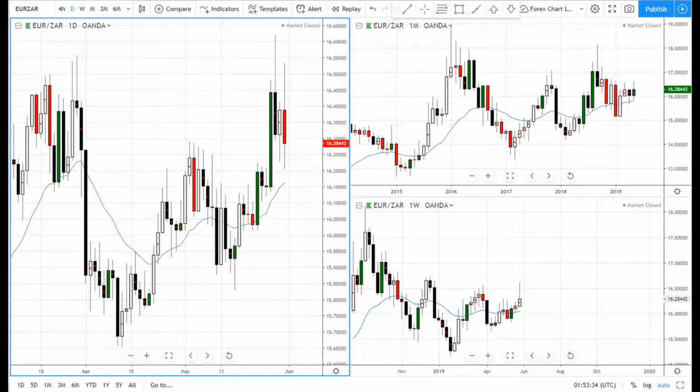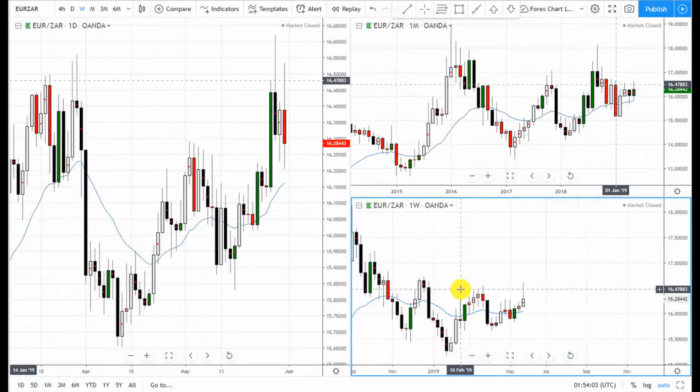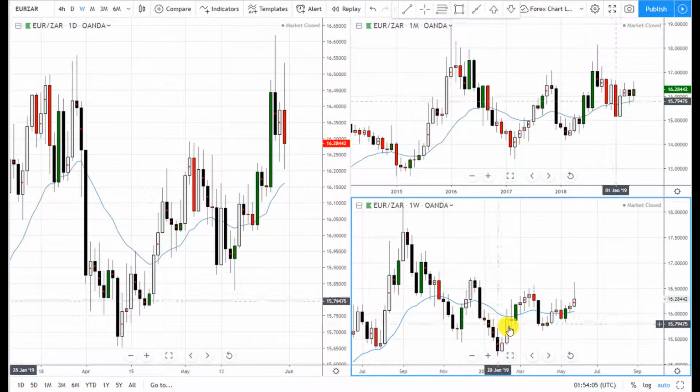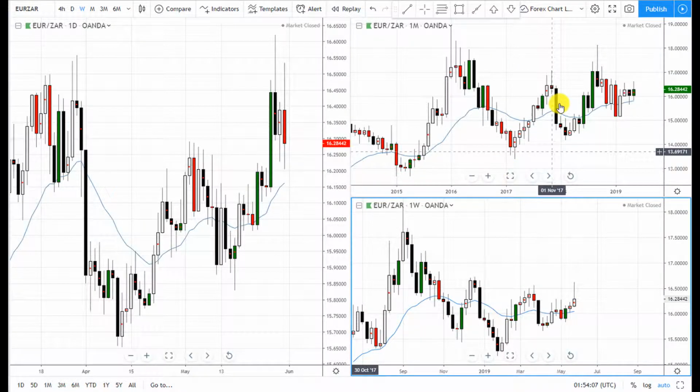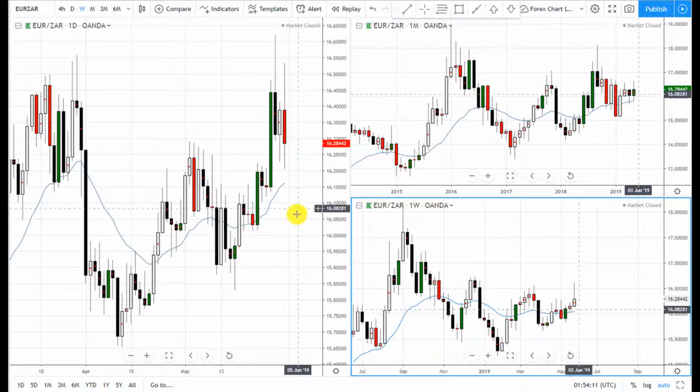Apart from that, let's get right to evaluating the charts. Okay, today we're going to analyze the euro dollar versus the South African rand. On the left here, this is a daily chart. Every candle is 1 day. On the bottom right hand corner here, every candle is 1 week. And on the upper right hand corner here, every candle is 1 month.